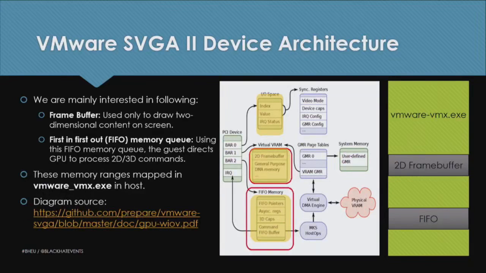The interesting thing about this FIFO memory queue and this virtual GPU is that most of these components are actually implemented in the VMware VMX.exe process, which you see on the host, including the two memory ranges we have talked about, the 2D frame buffer and FIFO memory. They are directly mapped into the VMware VMX process when any VM is running.